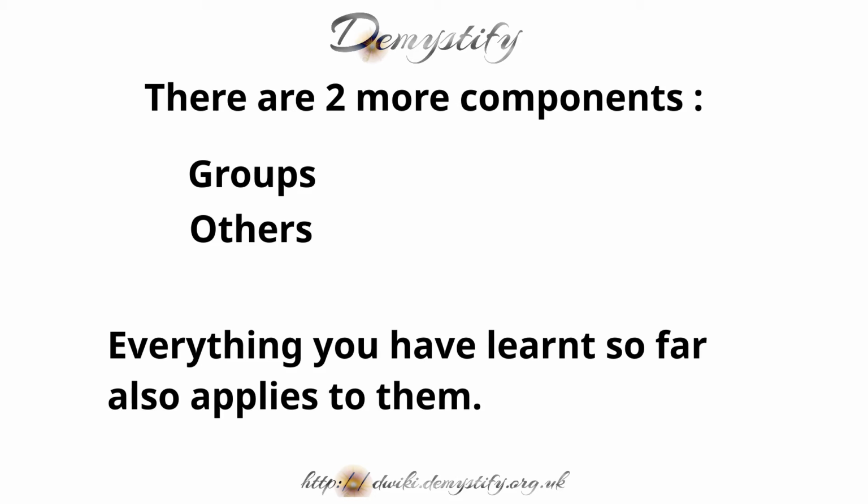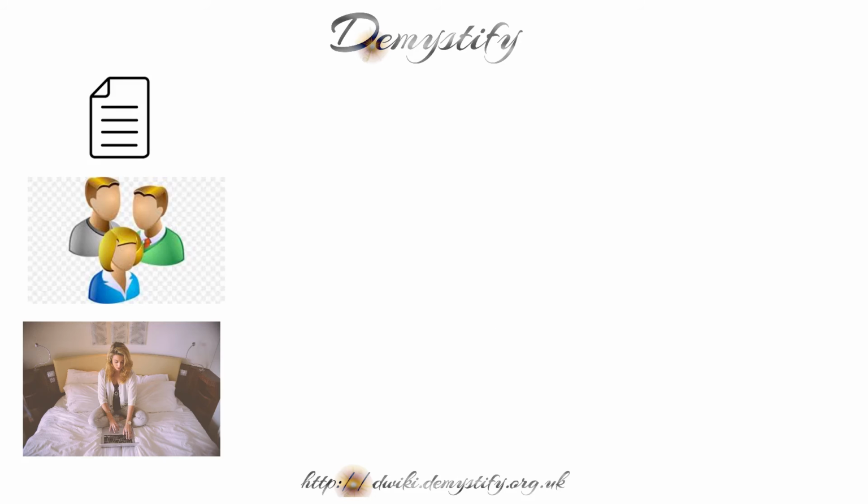And then there's others, and others are basically where they're not part of or don't fall into the other two categories. Okay, but everything you've learnt so far applies exactly the same to each of those components. So here we are. We've got the user, we've got the group of users, file.